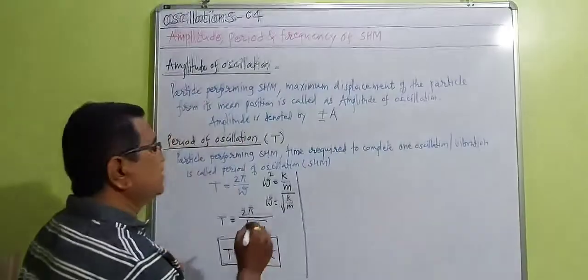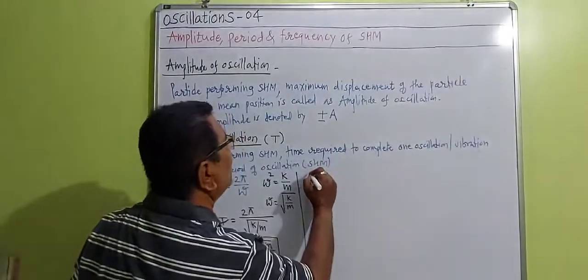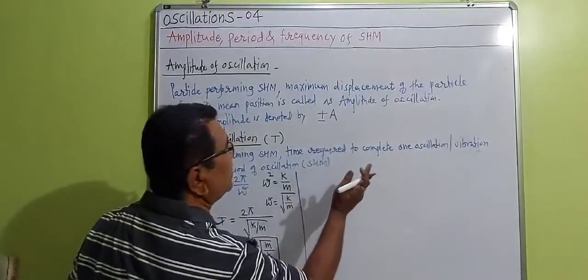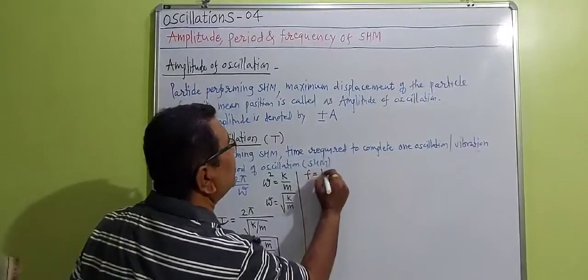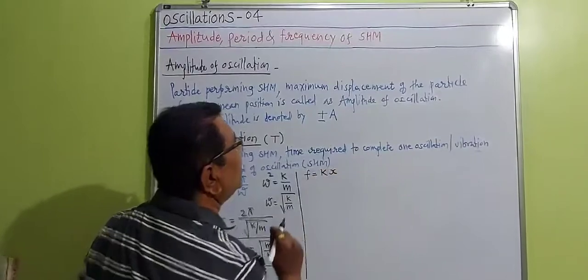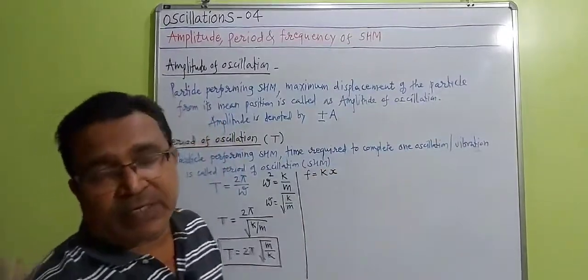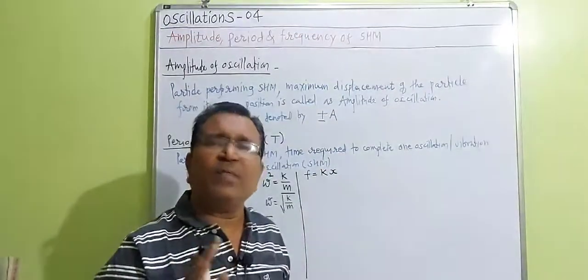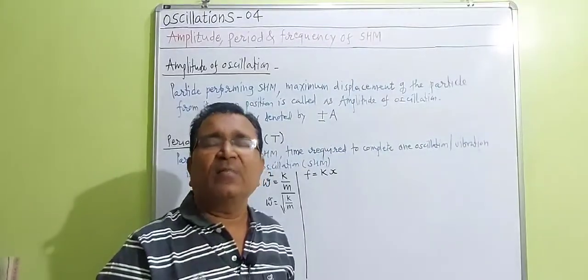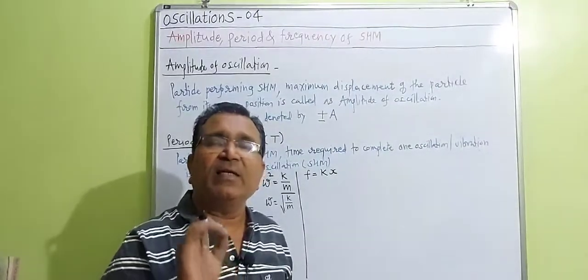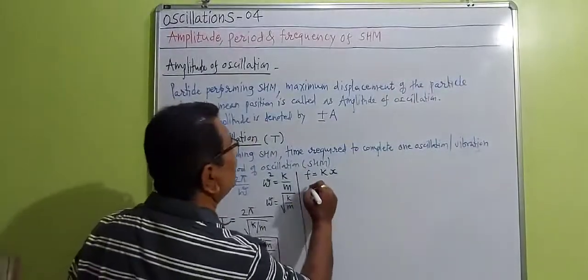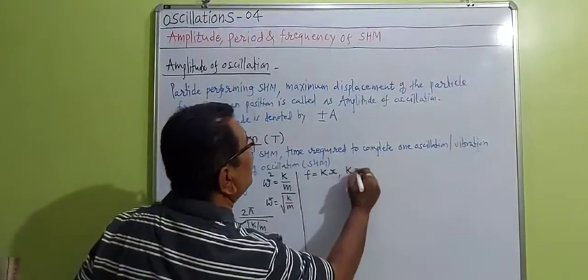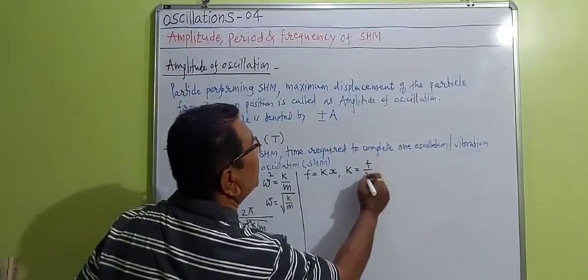Then we will write like this. We know that F is equal to minus kx. Numerically we will write F is equal to kx by taking the magnitude only. We know F is equal to minus kx, but numerically we can write F is equal to kx, where k is equal to F upon x.